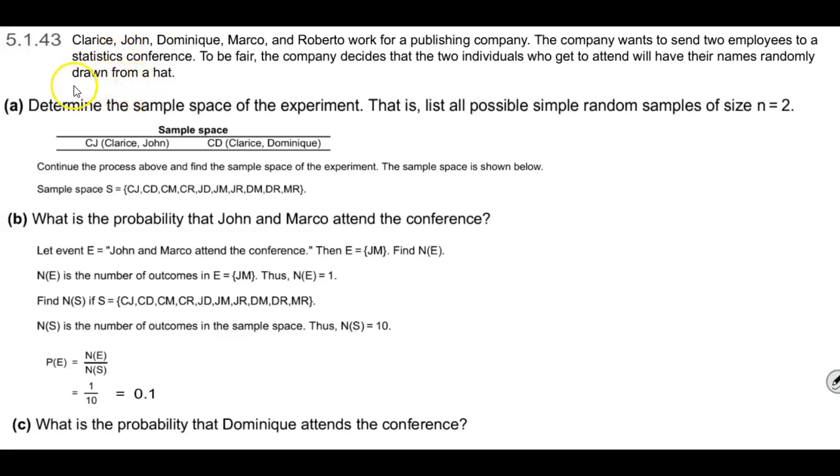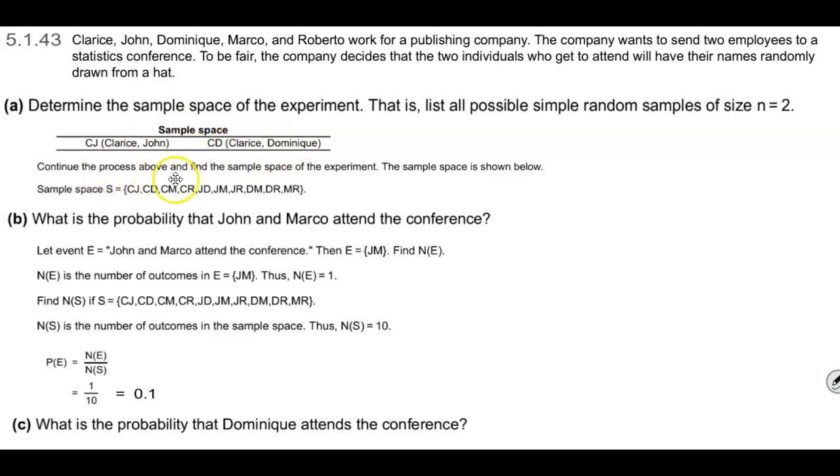a hat. So for part A, we want to determine the sample space of the experiment, and that is, list all possible random samples of size n equals 2. Now, to find the sample space of the experiment, you want to write out all the possible pairs of employees in a table. The first 2 pairs are shown below, and note that each person is represented by the first letter in their name. So for example, you have C and J, which represents Clarice and John, C and D, which represents Clarice and Dominique.